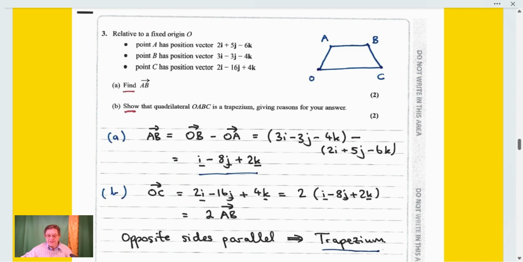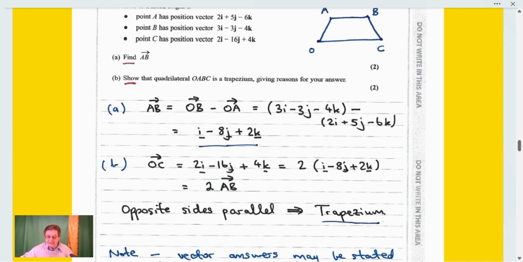Part B. Show that quadrilateral OABC is a trapezium, giving reasons for your answer. It's a show that question, so we need to make sure it is explained fully and correctly, and without irrelevant material. So thinking of OABC, we have a quadrilateral here. We need to show, for it to be a trapezium, that AB and OC are parallel, or alternatively, that OA and BC are parallel. So I'm looking at OC. OC is 2i take 16j add 4k, which is double the answer to part A. It's double AB. So given it's double AB, those opposite sides are parallel and it's a trapezium.